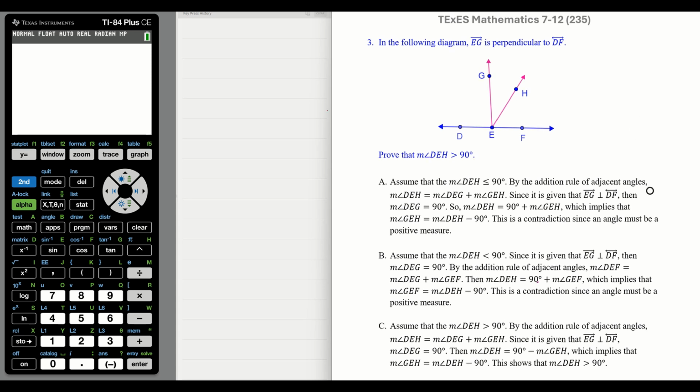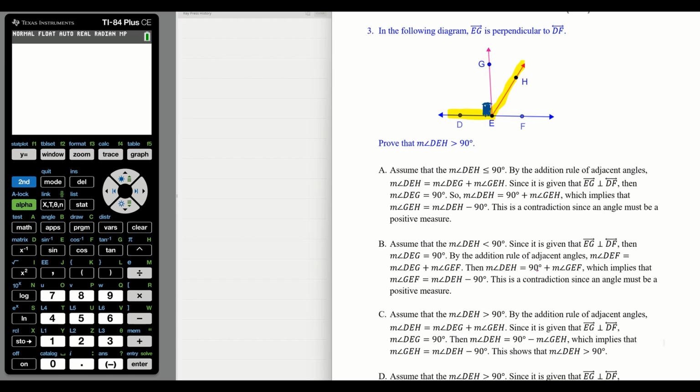Okay, number 3. In the following diagram, EG is perpendicular to the line DF. Prove that the measure of DEH is greater than 90 degrees. Okay, so let's just highlight what we're talking about. Now, the fact that this is perpendicular, what does that give us? That gives us 90 degrees right here. All right. So we can use some of these things to help with a proof.